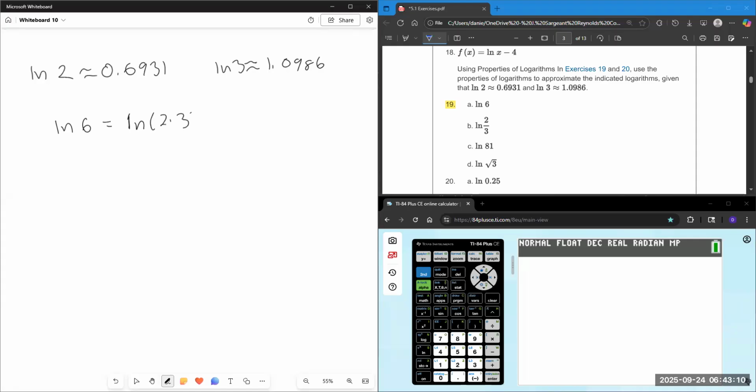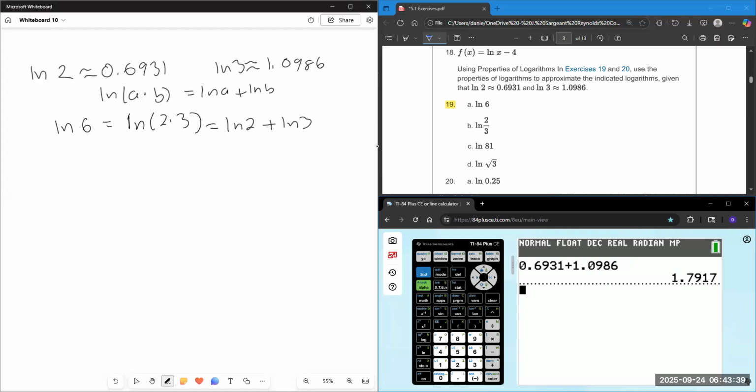And I have a log property that says ln of a times b is equal to ln of a plus ln of b. So we're going to break this up into ln of 2 plus ln of 3. And I'm going to add these approximations: 0.6931 plus 1.0986. It's equal to 1.7917. That was part A.